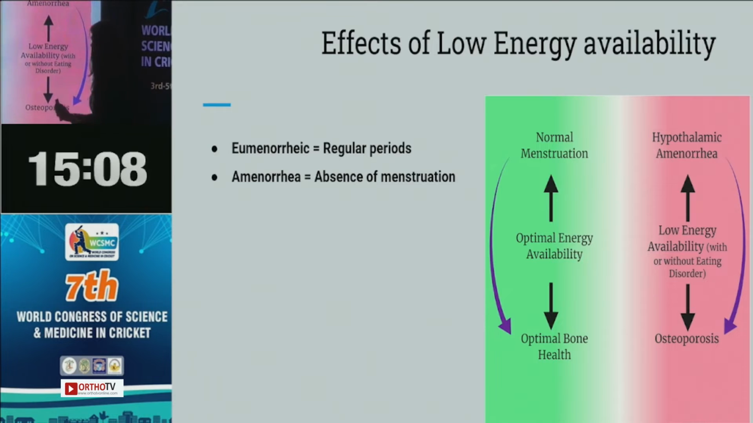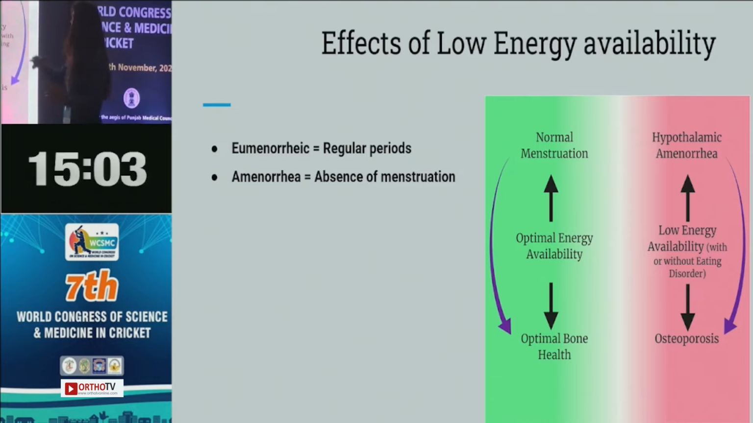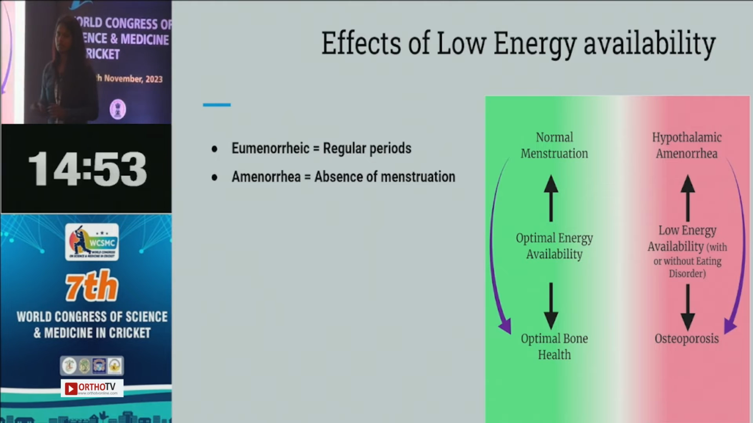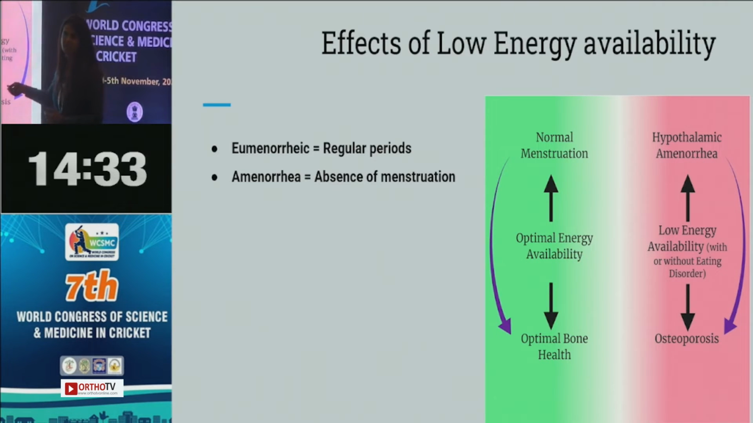So this is what we are talking. When there is optimal energy available in a female athlete's body, the athlete will have a normal menstruation. Also, optimal bone health is being maintained. So what happens when low energy availability comes into play, intentionally or unintentionally, with all we have discussed in the last slides? That's where the athlete will be prone to a lot of premenstrual symptoms. Maybe the athlete will miss periods and will not have a regular menstrual cycle. That may also lead to lower bone mineral density, which leads to osteoporosis.